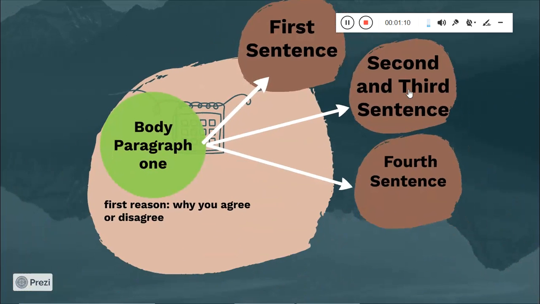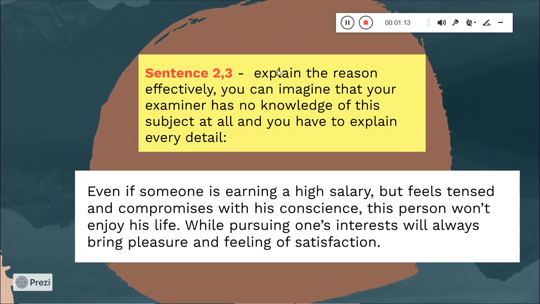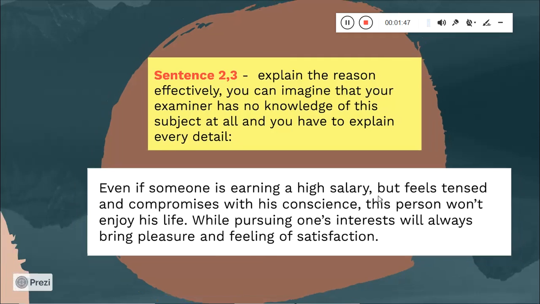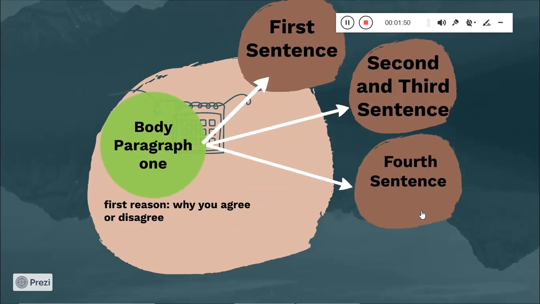The second and third sentences, they explain the reason effectively. You can imagine that your examiner has no knowledge of this subject at all, and you have to explain every detail. So you may write, even if someone is earning a high salary but feels tensed and compromises with his conscience, this person won't enjoy his life, while pursuing one's interests will always bring pleasure and a feeling of satisfaction.